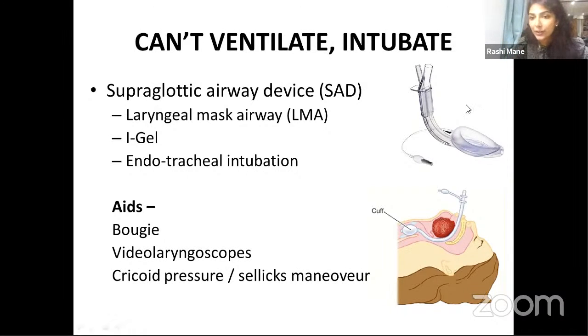Then you have the i-gel. That removes the whole possibility of not having a functioning cuff. It's just plastic, but it works the same way. These are really easy to insert. You basically just follow the tongue up until the epiglottis, sit it straight and inflate it, unless you have an i-gel.